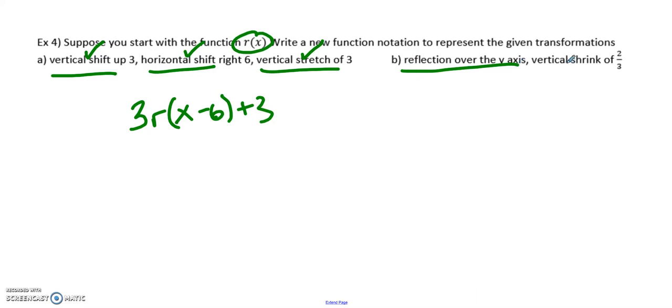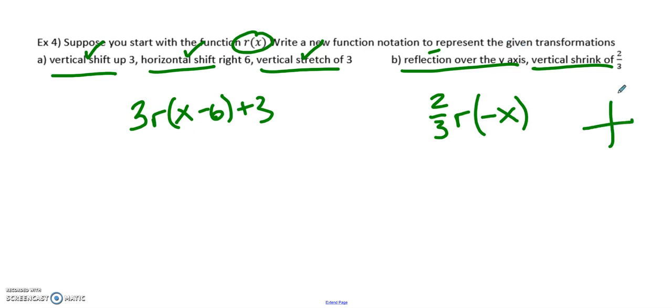Looking at b very quickly, I've got 2 transformations. I have a reflection, which means a negative somewhere, and a shrink. So I put the 2/3 out front because shrinks go out front. I remember to write my function r, and then the negative goes inside because if I'm reflecting over the y-axis, I'm flipping left-right. So that's why the negative is in front of that x there, not the whole way out in front of the 2/3.